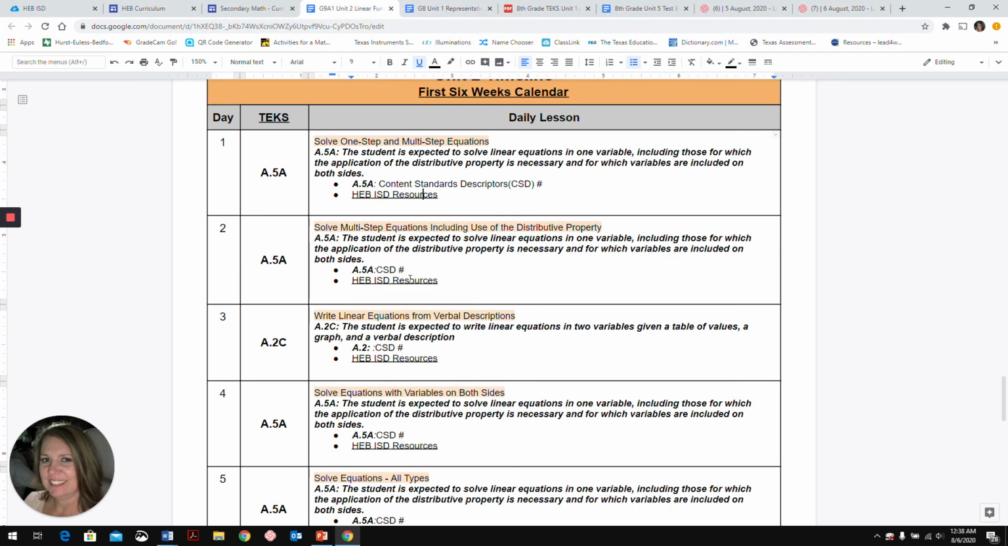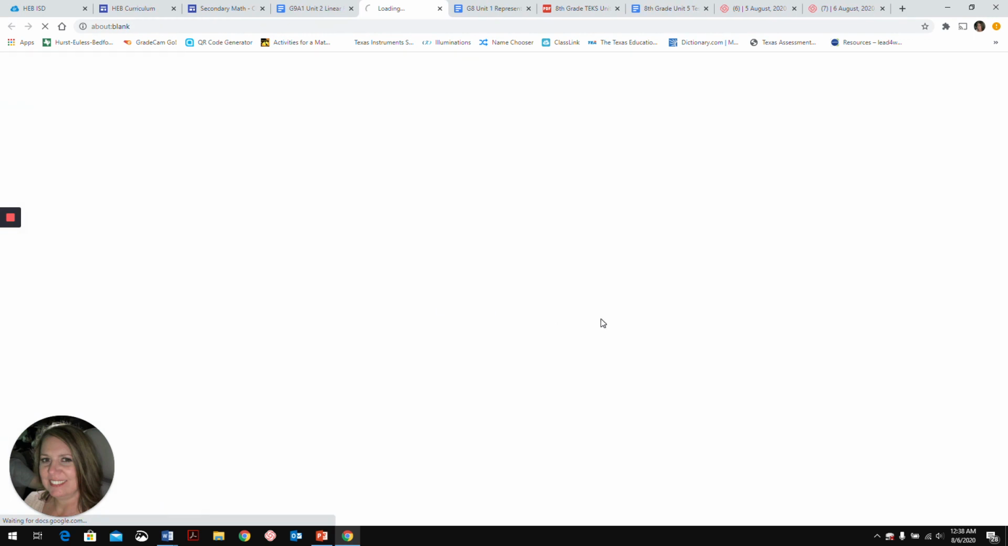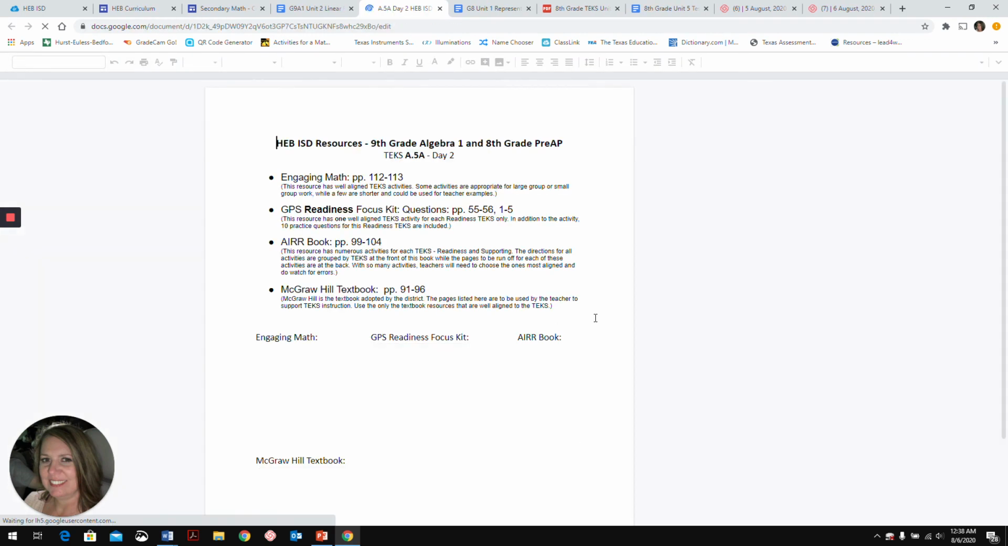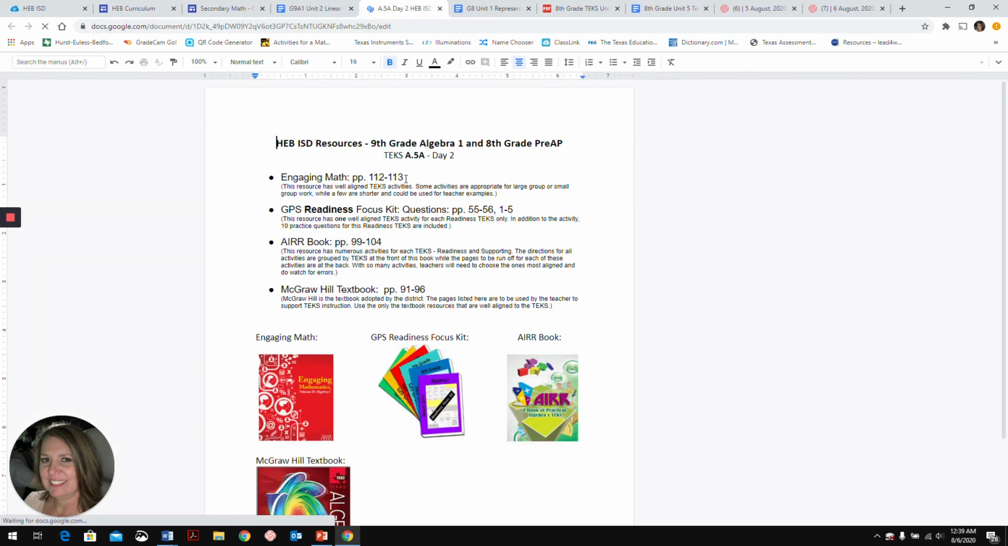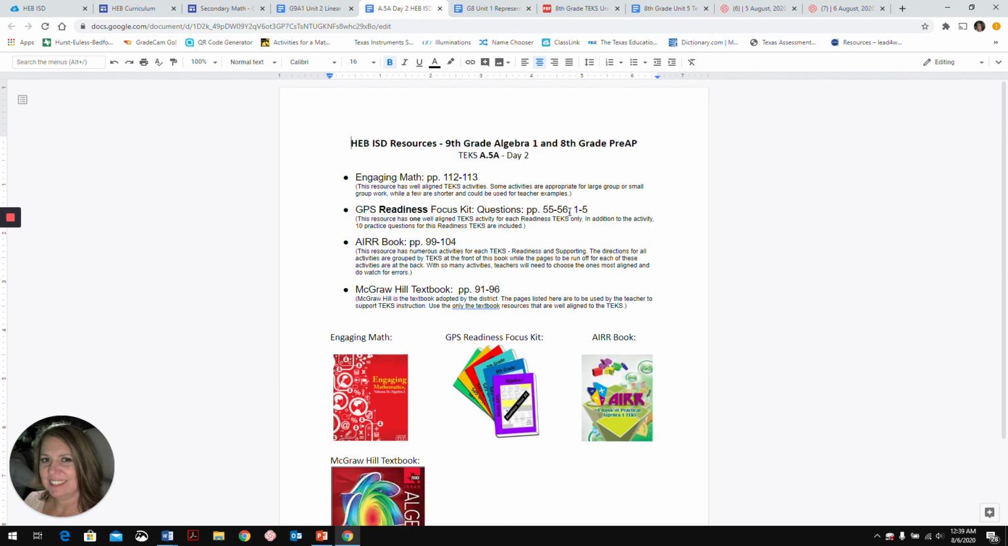But when we move into the distributive property, we have a lot of resources available. There's an activity in Engage in Math that you might use, or you might use some of these questions from the GPS Readiness Focus Kit. There are several pages worth of activities in the Airbook that you could choose from, or there are also some pages in the textbook you might use. So we've tried to make it really easy for you to know where to go to find the activities that would best teach the concept for the day.